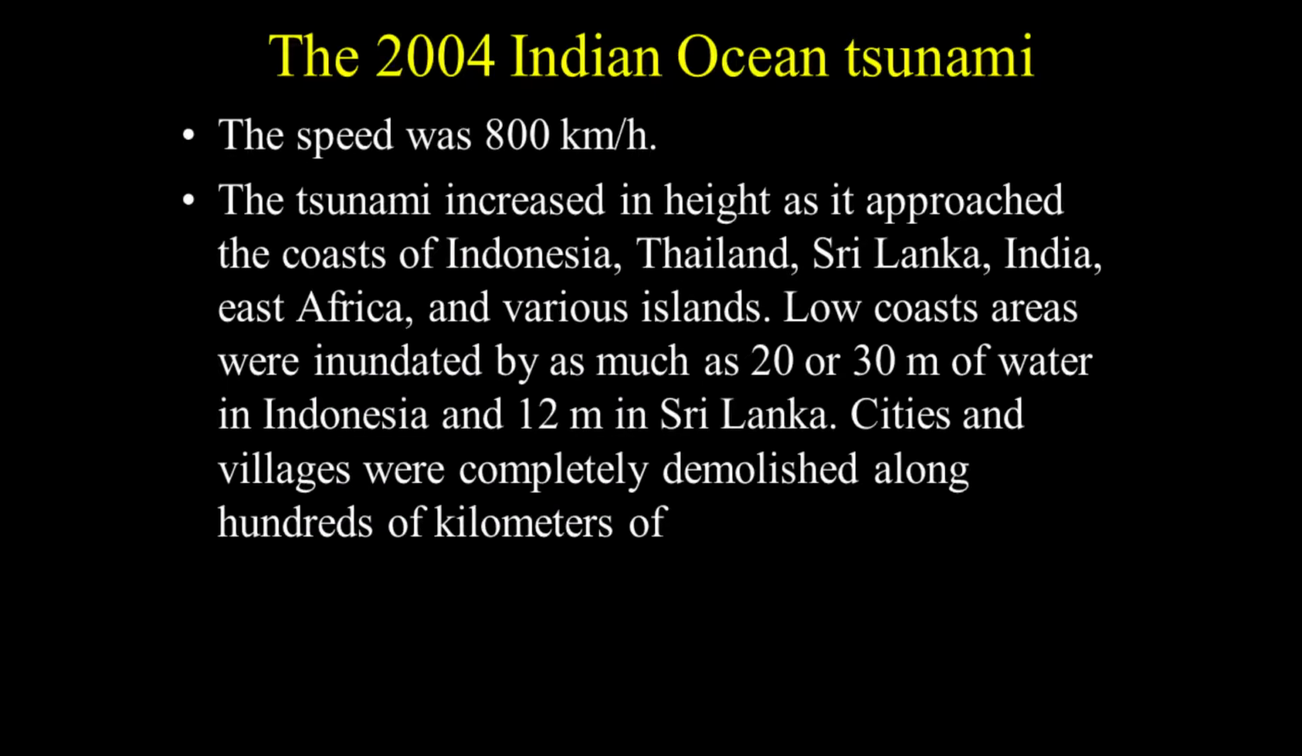The tsunami wave speed was 800 kilometers per hour. The tsunami increased in height as it approached the coast of Indonesia, Thailand, Sri Lanka, India, East Africa, and various islands. Low coast areas were inundated by as much as 20 or 30 meters of water in Indonesia and 12 meters in Sri Lanka. Cities and villages were completely demolished along hundreds of kilometers of the Indian Ocean coast.